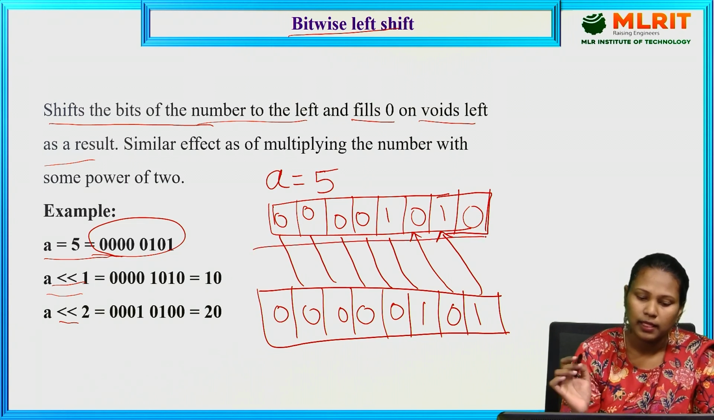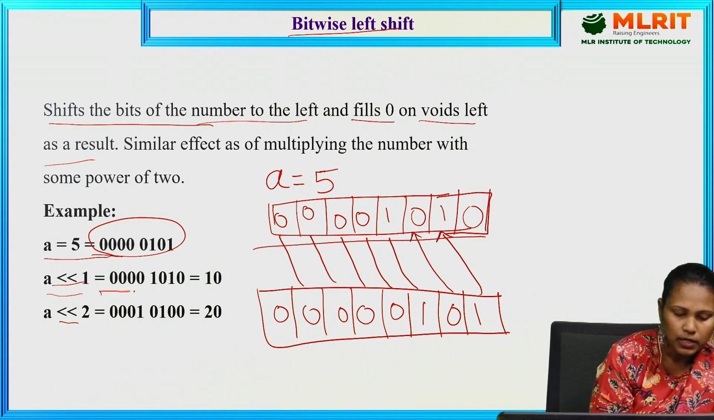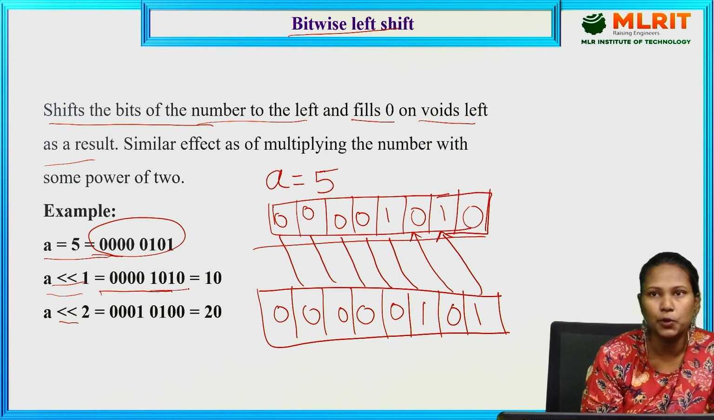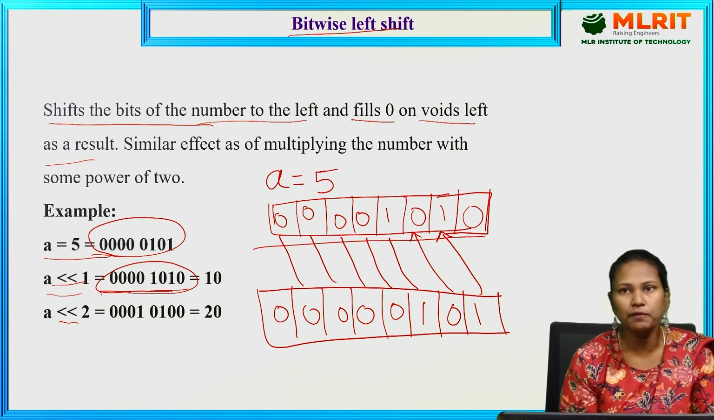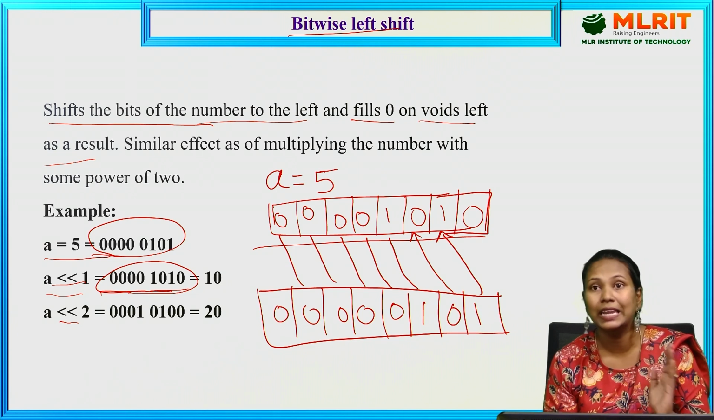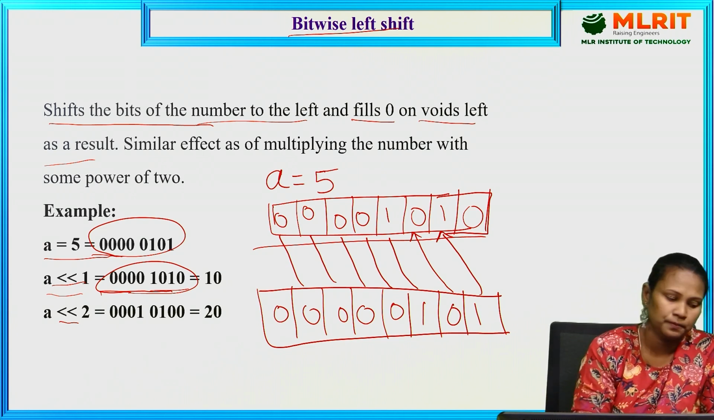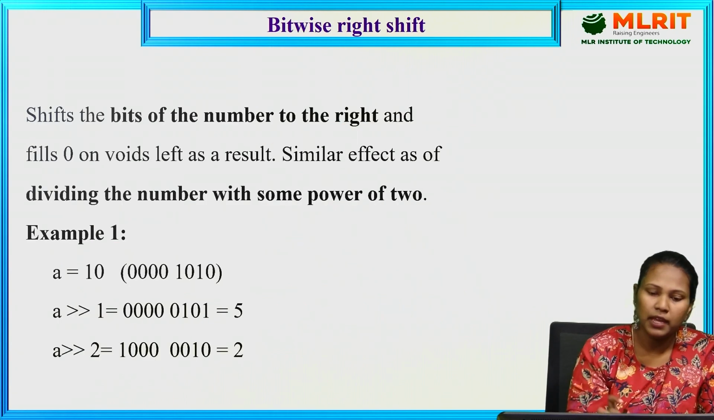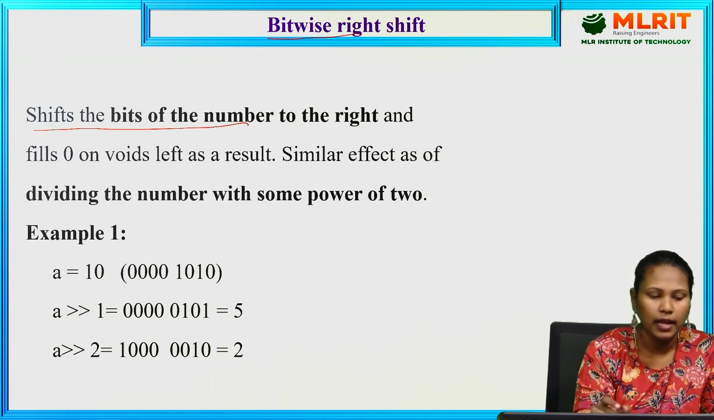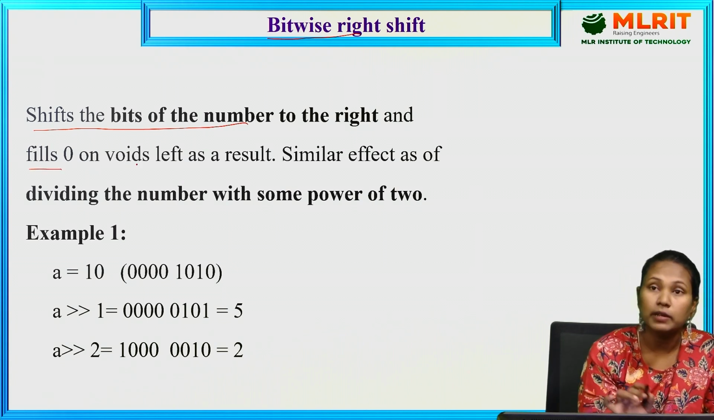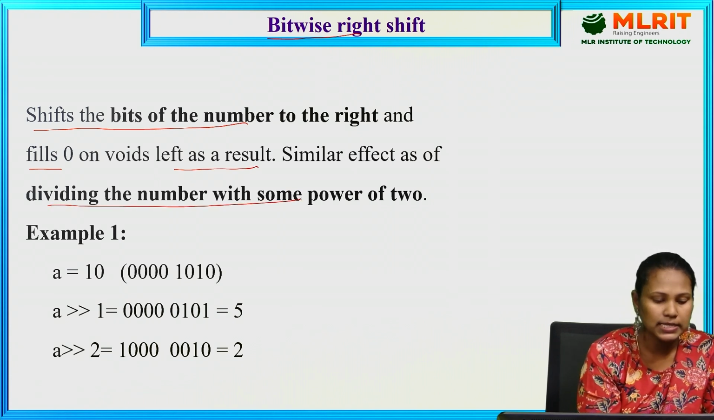So here the left shift on 5 gives the value 00001010. In this way, we are left shifting the value. We have to move to the left side 1 bit, or otherwise you can left shift 2 bits. In the same way, bitwise right shift also shifts the bits of the number to the right side and fills 0 on the remaining places left as a result. It has a similar effect to dividing the number by some power of 2.